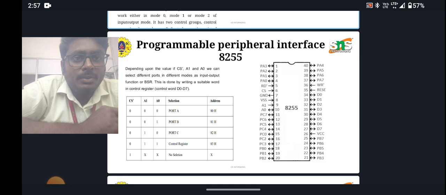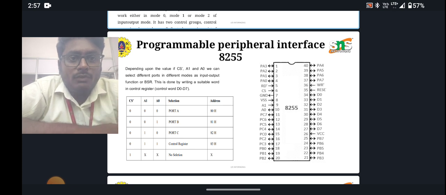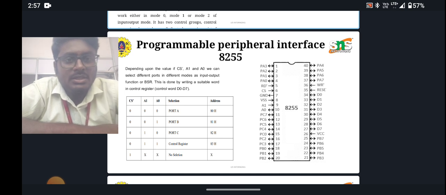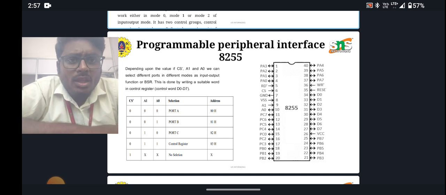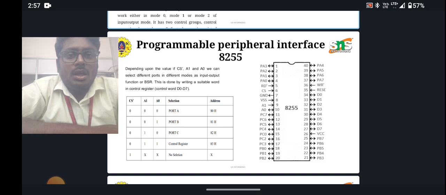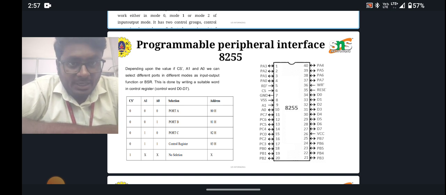It consists of 40 pins. Depending upon the values of CS, A1 and A0, we can select different ports in different modes as IO function or BSR. This is done by writing a suitable word in the control register. The control word is from D0 to D7, that is an 8-bit register. In this table, we can see how the programming can be done.